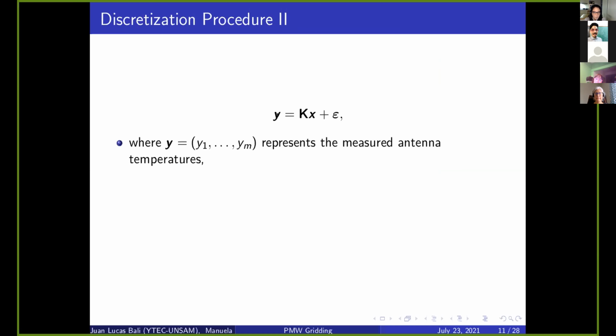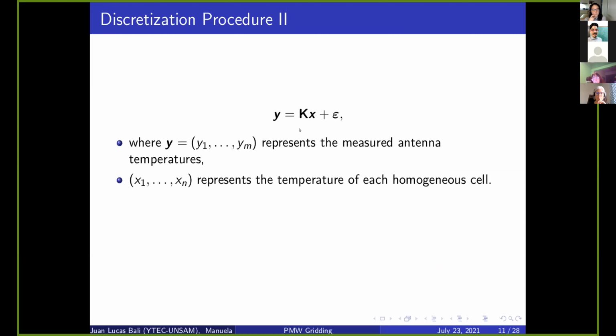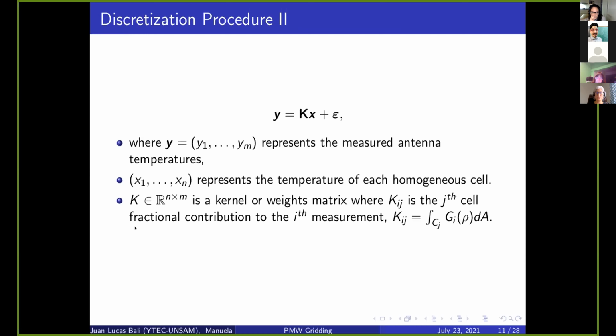So the mathematics for the discretization is like this. You have y, which represents the antenna measurement, x, which represents each value coming from each homogeneous cell. We assume that each cell has the same brightness temperature. K is essentially coming from the geometric factor. It's an integration in the cell of the geometric factor, which is assumed to be known. This is a kernel, which is assumed to be known. And epsilon is the error term.